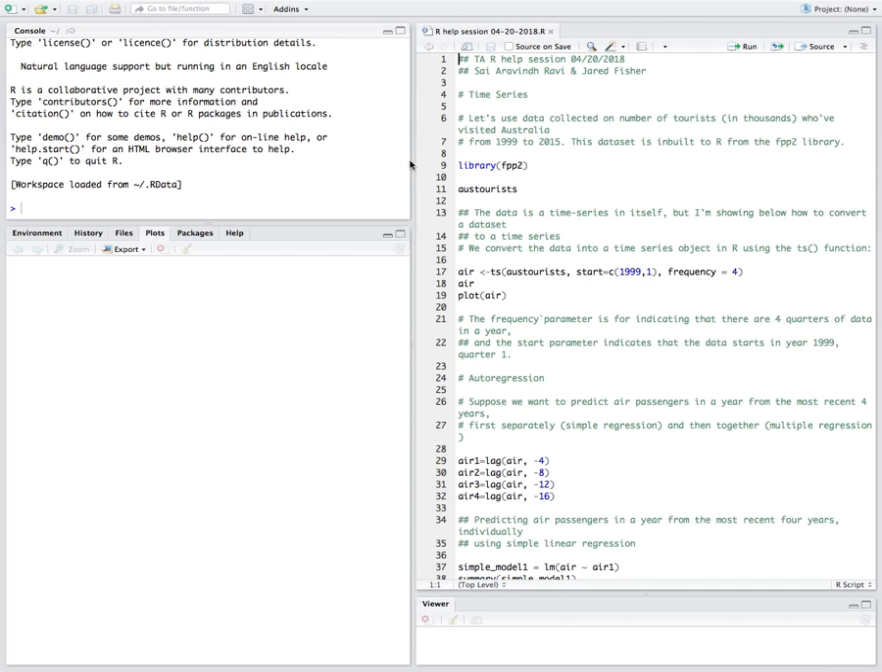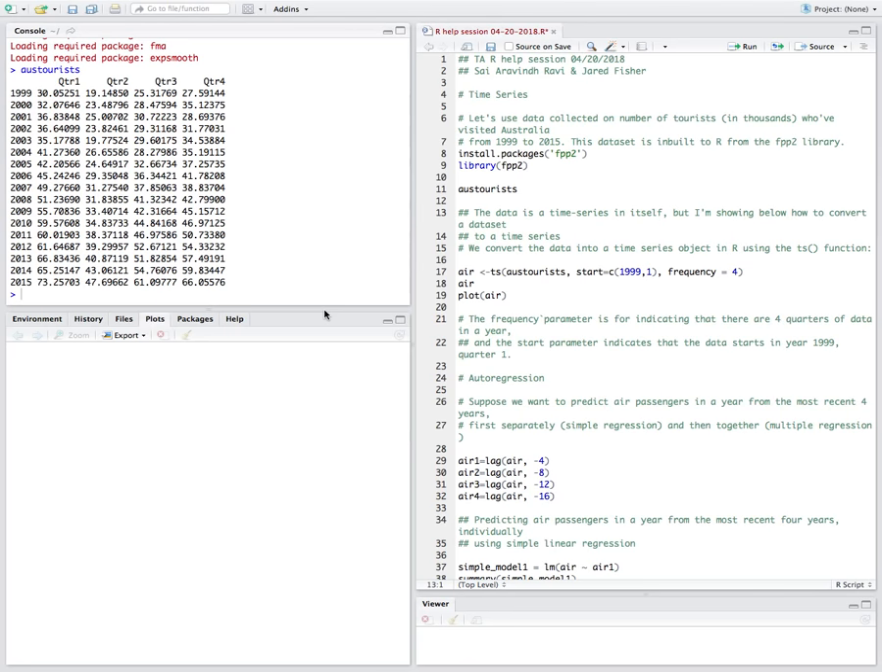So today, what we're going to be using is a data set of tourists who've arrived in Australia from the year 1999 to 2015. So this is a built-in data set to R. It's under a package called FPP2. So, in case you don't have FPP2 on your laptop already installed, just type out install.packages and in the brackets, in quotes, FPP2. That should install it for you. And then you can just run the command library(fpp2). I'm doing that right now.